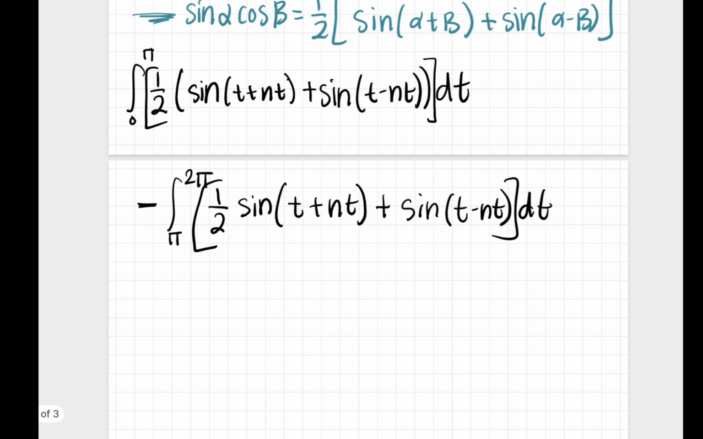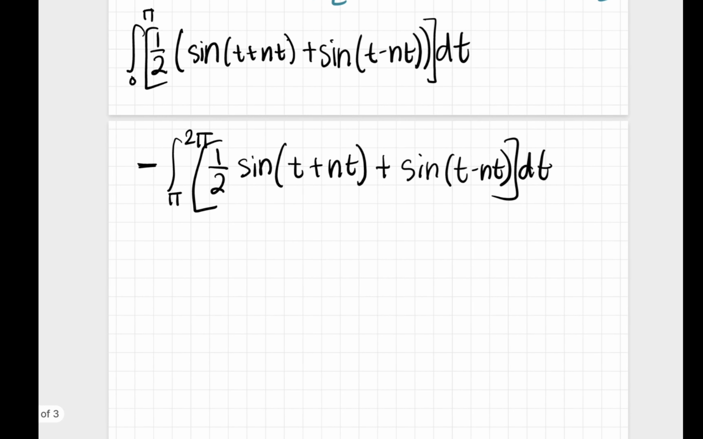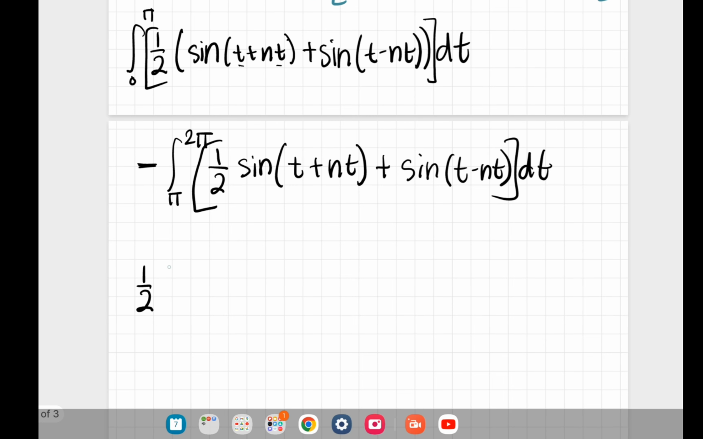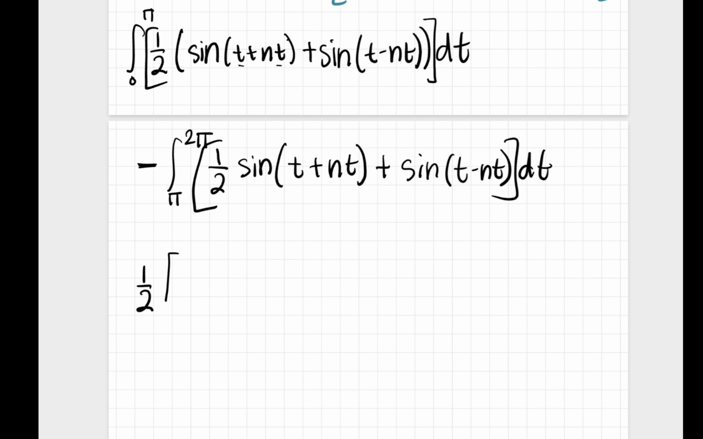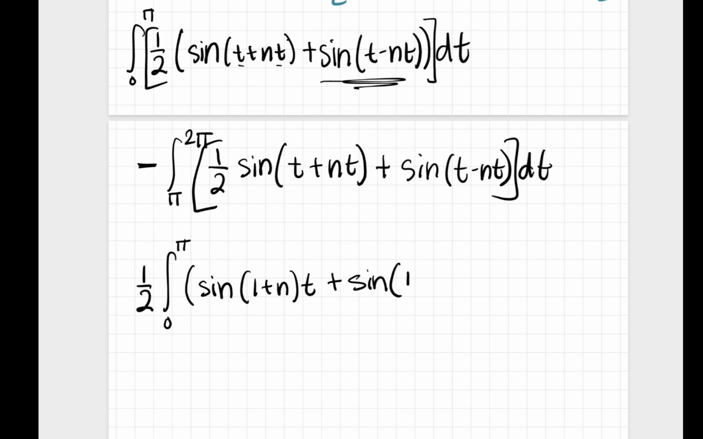Now let's further solve this. Let's also take that 1/2 out since it's a constant. You get 1/2 times the integral from 0 to pi of sine of (1 plus n)t. I just simply took the t out. Let's do the same thing over here. So you get plus sine of (1 minus n)t dt.